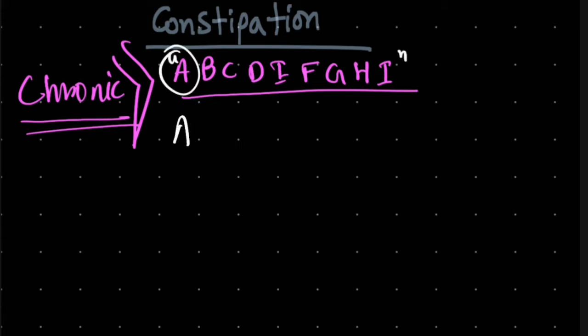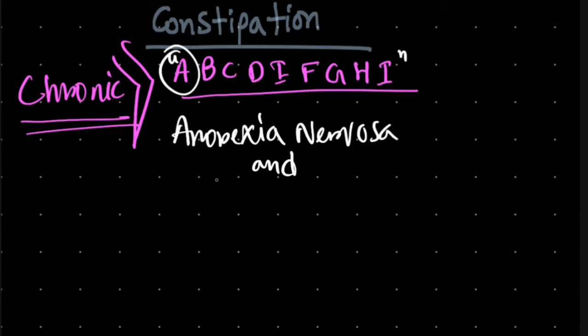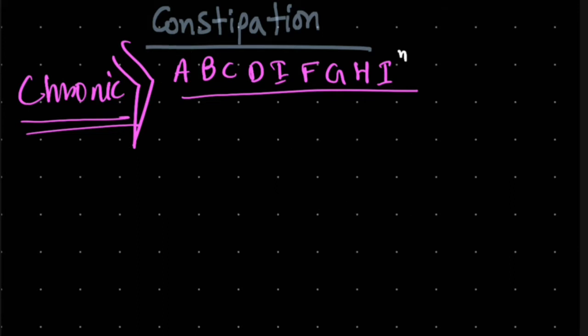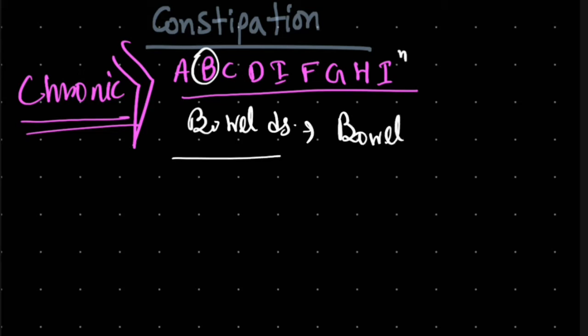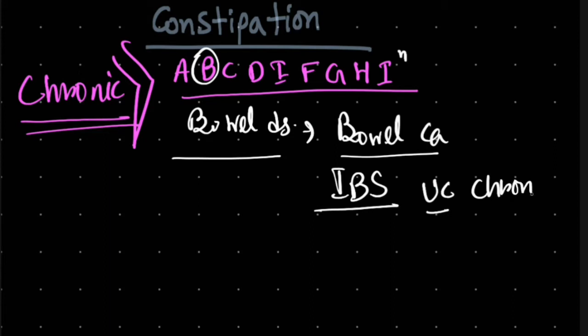For A, the cause is anorexia nervosa. Along with anorexia nervosa, you must remember other psychiatric illnesses like depression can also cause chronic constipation. Now let's come to B. B is for bowel disease. What are the bowel diseases that can cause chronic constipation? In case of chronic constipation, you have to keep bowel carcinoma in mind. Then irritable bowel syndrome or IBS, ulcerative colitis, Crohn's disease. These are the diseases which can cause chronic constipation.